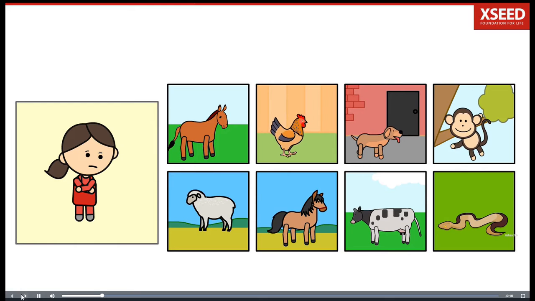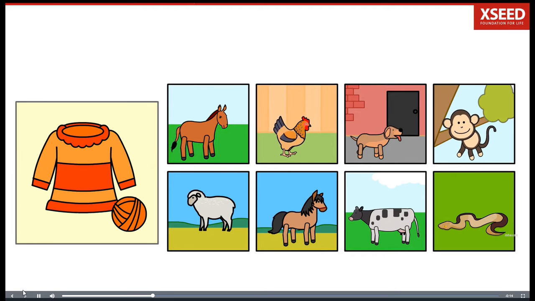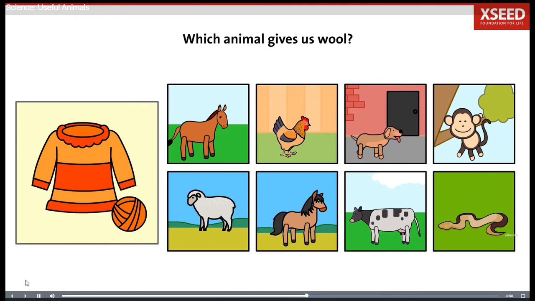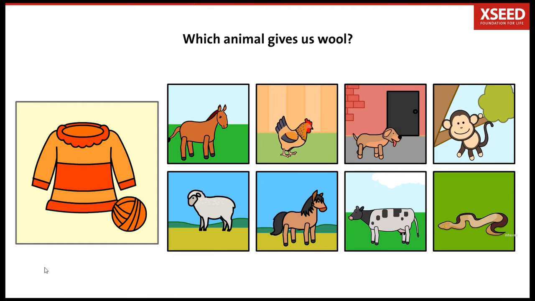Sue is feeling cold. Her mother asked her to wear a woolen sweater to keep her warm. Where do you think we get wool from? Pick the animal and drop it in the useful animals envelope you made.